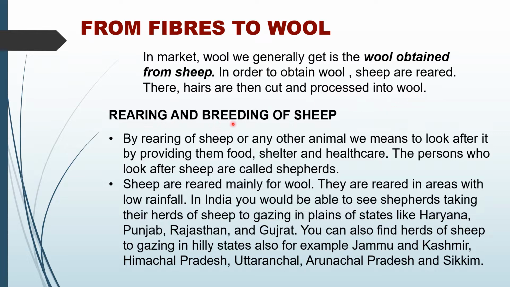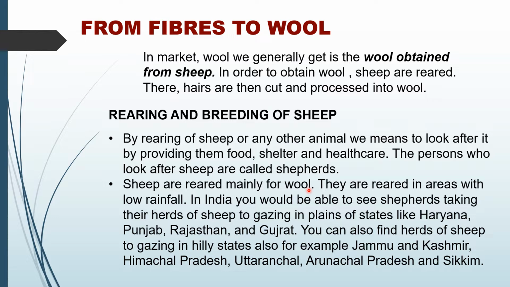Rearing and breeding of sheep. Rearing means taking care of the animal by providing them food and shelter. And breeding means reproduction by selecting good parents to get good babies. That is called breeding. By rearing of sheep or any other animal, we mean looking after it by providing food, shelter and health care. The persons who look after sheep are called shepherds. Sheep are reared mainly for wool.